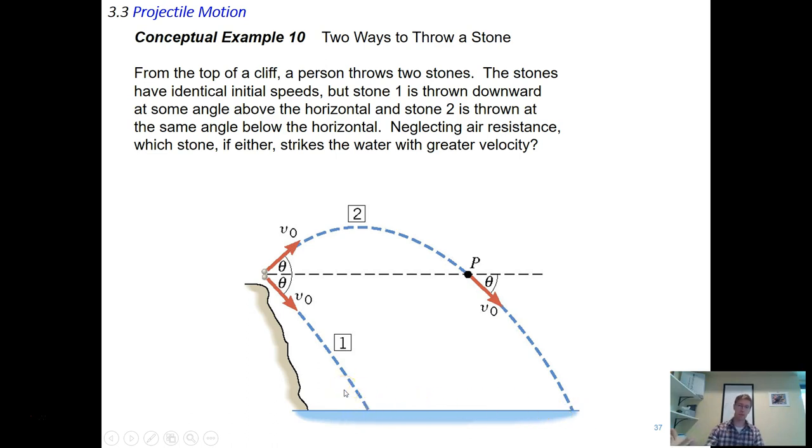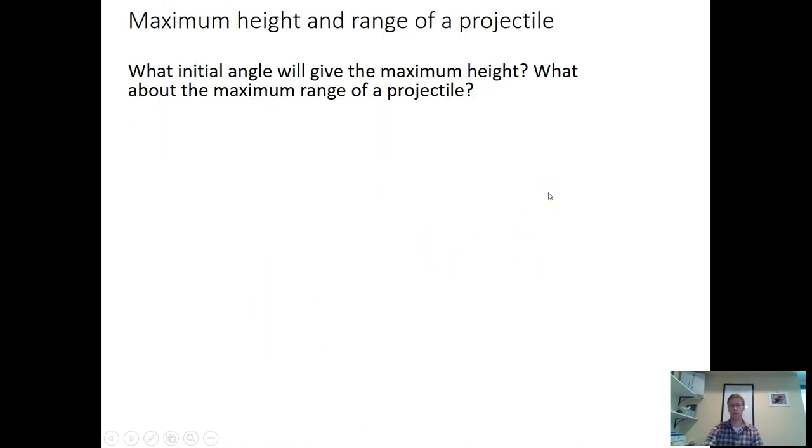Now the thing that's different, which you may have thought of when you came up with your answer, is the hang time. Rock one would hit the ground much sooner than rock two would, because rock two has to go up, slow to a stop, and then fall back down. All right, so kind of a tricky question there, but symmetry gives away the answer.